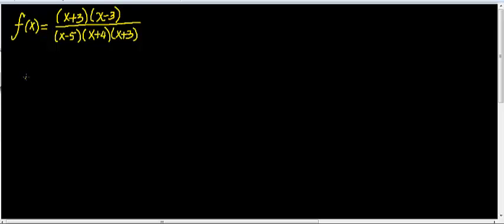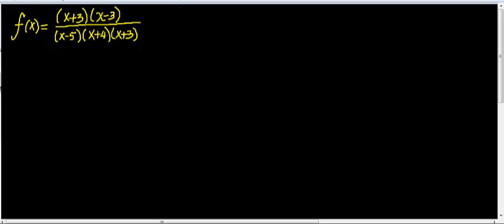Here's another example on how to find vertical asymptotes or holes. We're going to start with this function. Notice this function is already factored out for you, so you don't have to go through the trouble of factoring. When we're finding vertical asymptotes, remember we work with the denominator. We set the denominator equal to 0.